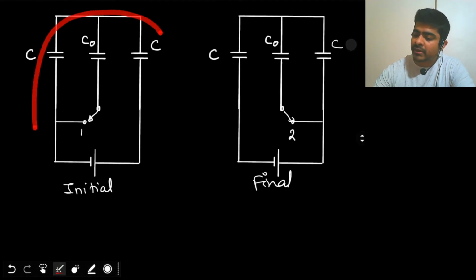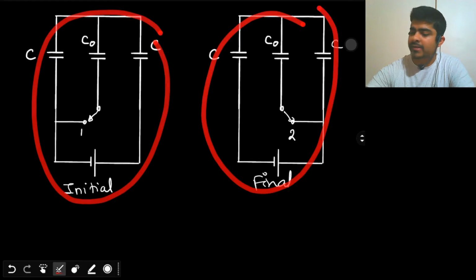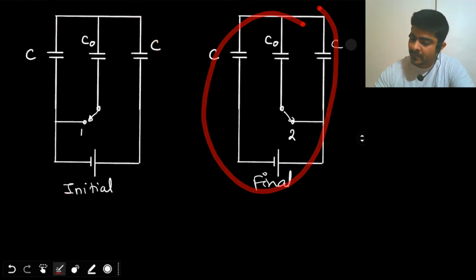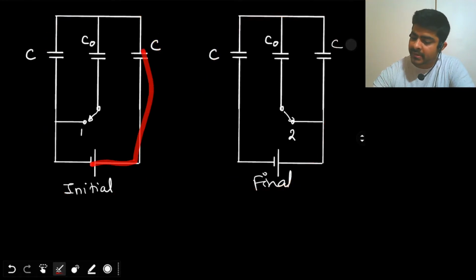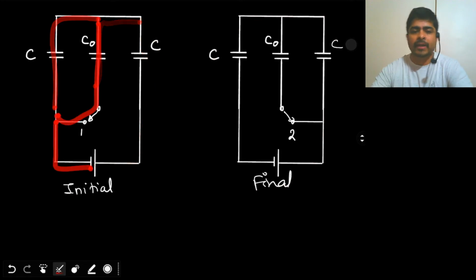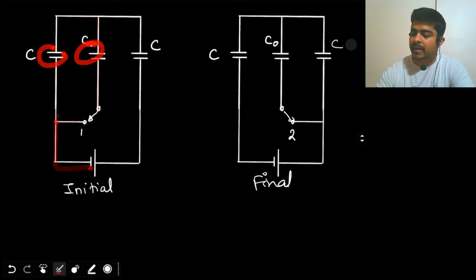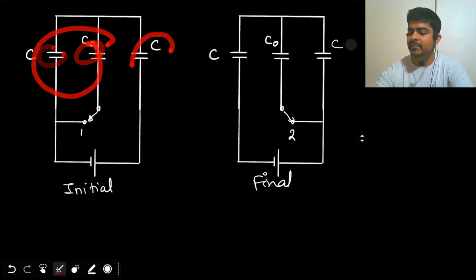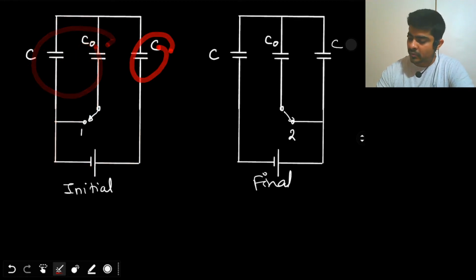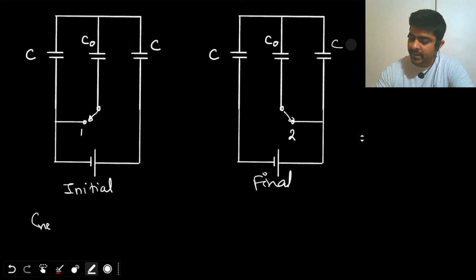So this is how your initial circuit looks, and this is how your final circuit looks. In the initial circuit we have capacitance C, then C naught and C in parallel, connected to the battery. Basically these two are in parallel, and this combination is in series with C. So your net capacitance C net will be (C plus C naught) into C divided by (C plus C naught plus C).